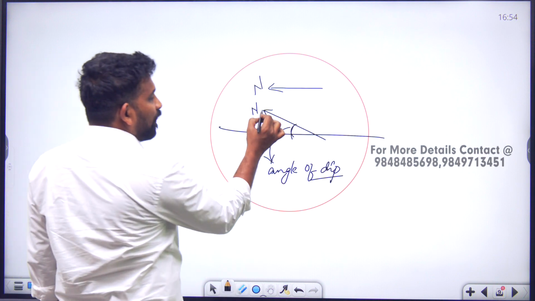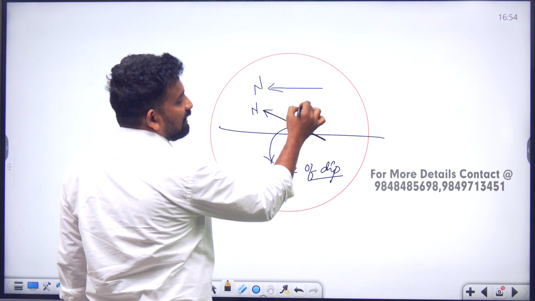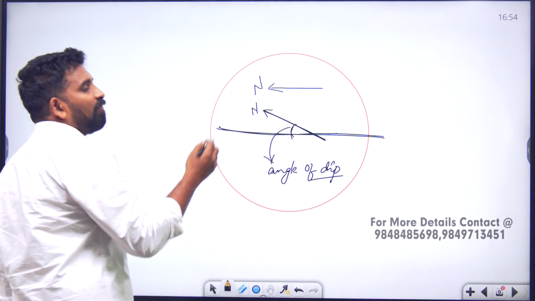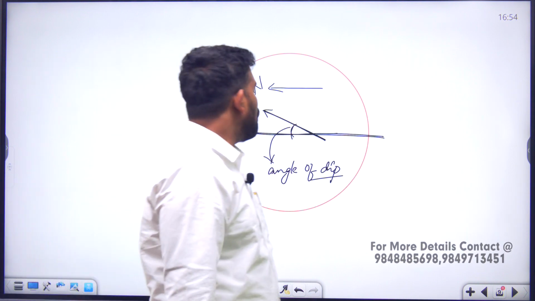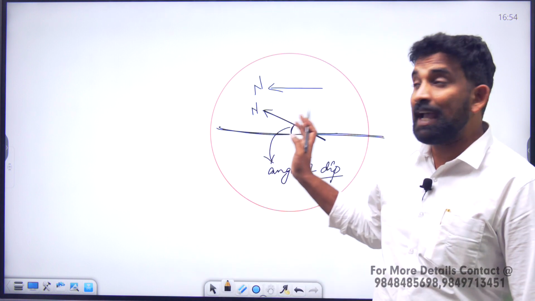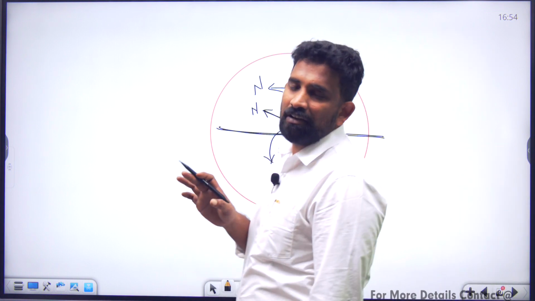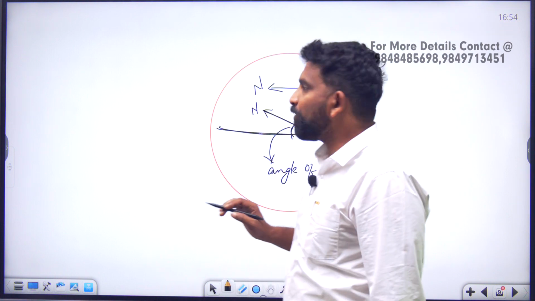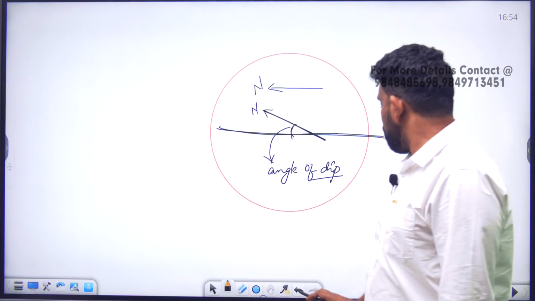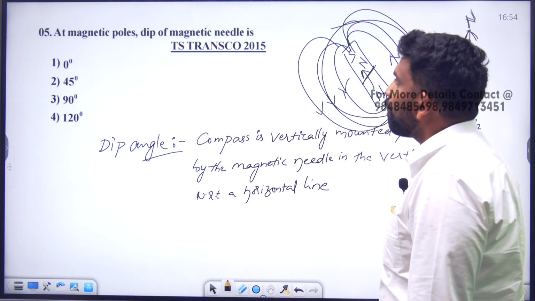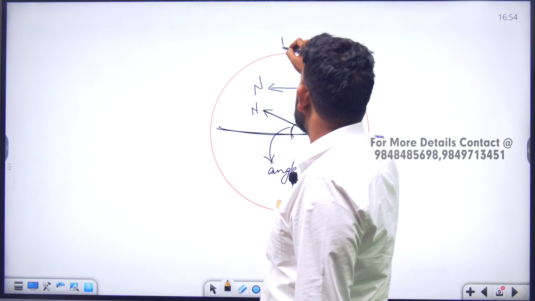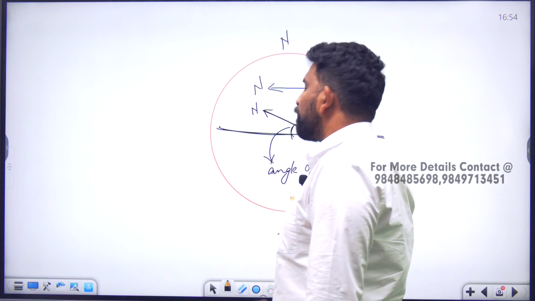Beta. So when this needle is vertically mounted, whatever the angle that is made by this needle with the horizontal, we are going to call it the angle of dip. In the same manner, we have seen the angle of declination also. Declination is a horizontal angle, dip is a vertical angle. Now the question is regarding magnetic poles. Generally we will be observing the north pole here. These are the geographical poles.